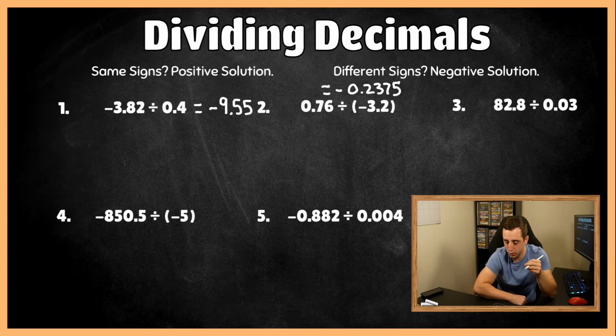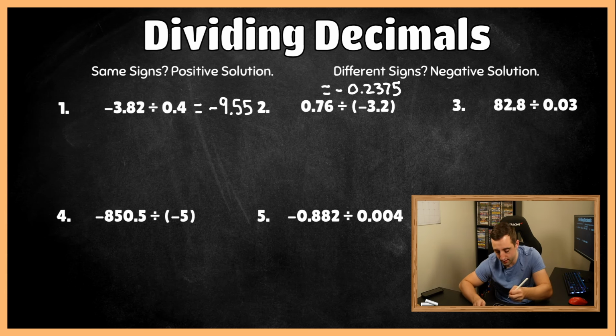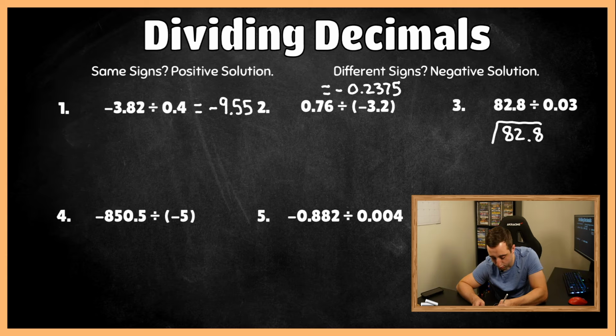Right, for number 3, we have 82 and 8/10 divided by 300ths. I noticed that they're the same signs, so we're going to have a positive solution. And now we can go ahead and set this up and divide these. So 82 and 8/10 is our dividend. 300ths is going to be our divisor.